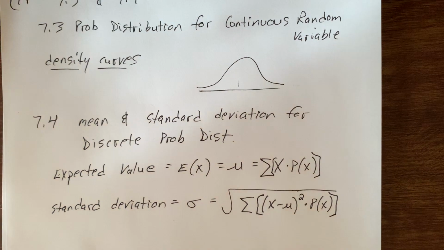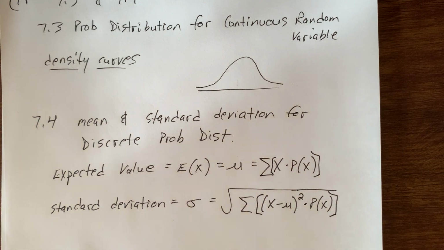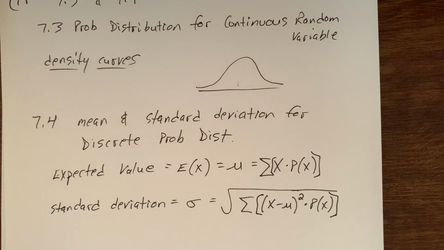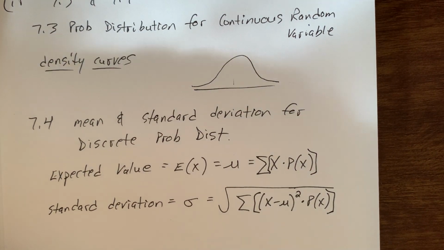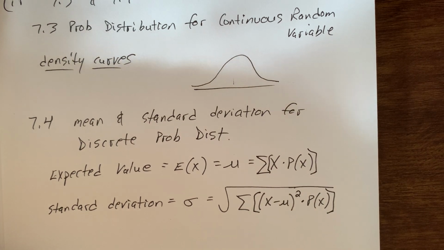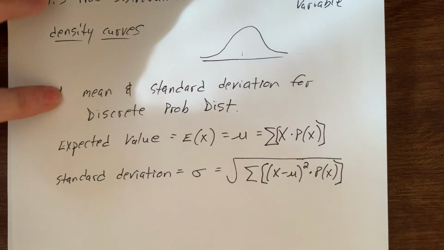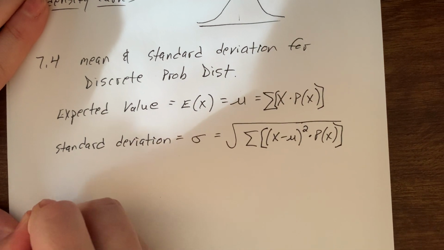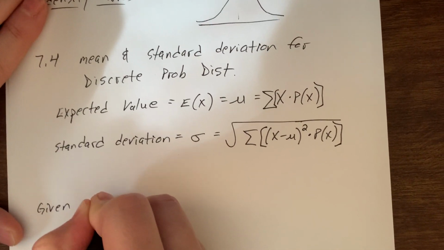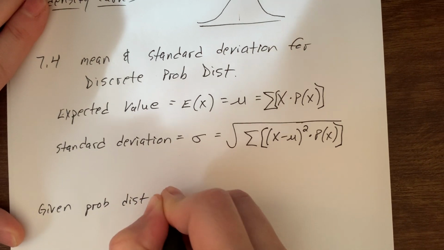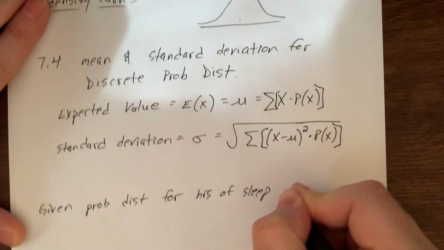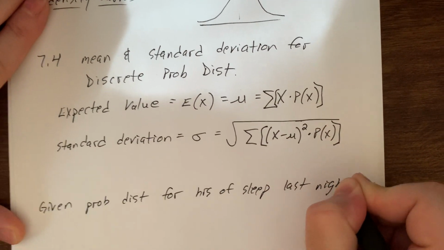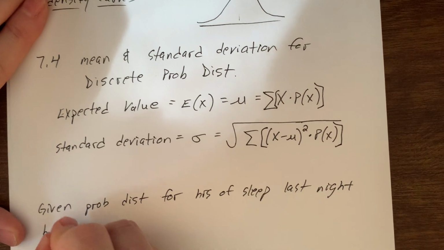Okay, so let's jump right in. And for this first problem, I want to use something we already had. In the 7.2 video, we did a little problem where we made a probability distribution chart for the number of hours of sleep from a bunch of students. So let's just jump right back into that. So we are now given a probability distribution for the hours of sleep last night by a bunch of students.